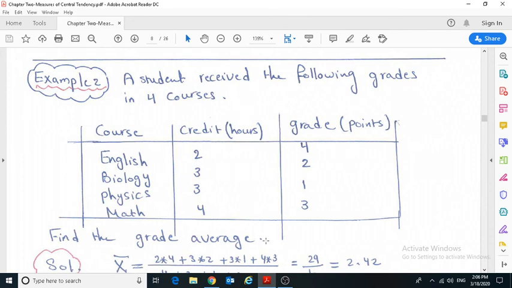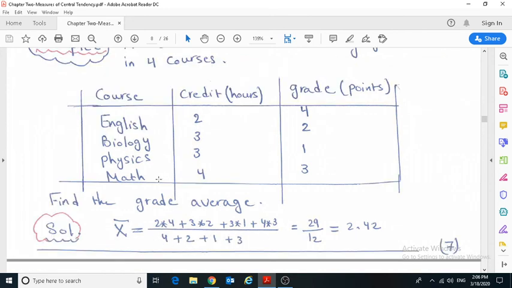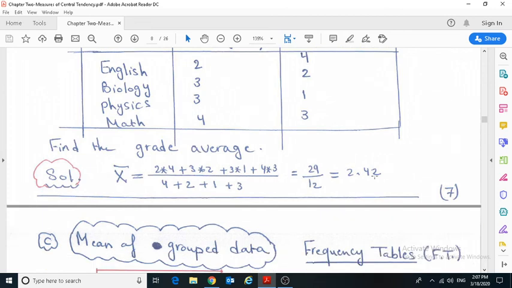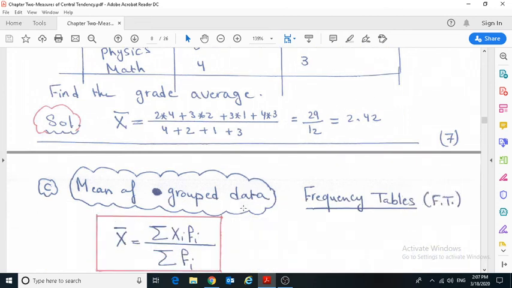Find the grade average. Same way, x bar is equal to 2 multiplied by 4 plus 3 multiplied by 2 plus 3 multiplied by 1 plus 4 multiplied by 3, which is equal to 29, divided by the total number of hours, which is equal to 2.42. This is the weighted average.